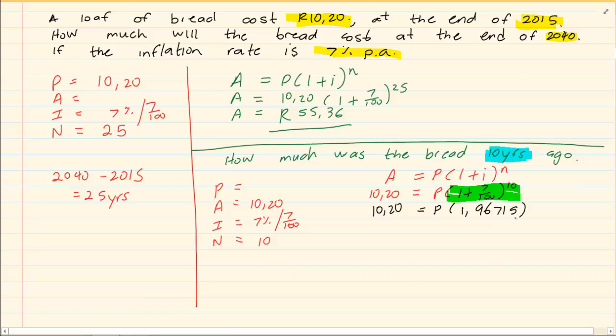Even though standardly your exam paper will say round off to 2 decimal places, when you're doing financial maths, you don't round off at an early time. So you have to keep at least 5 spaces. Only at the end on your final answer do you round off. Now I'm going to divide. So the cost of bread 10 years ago was 5 Rand 19.